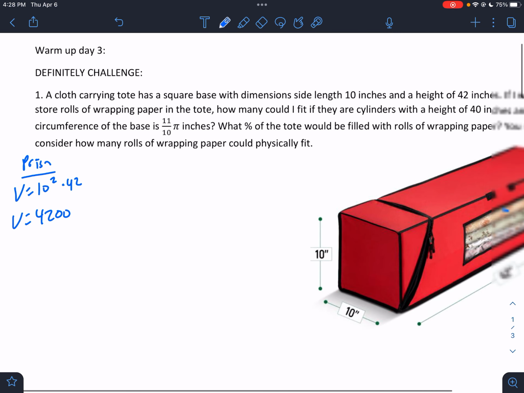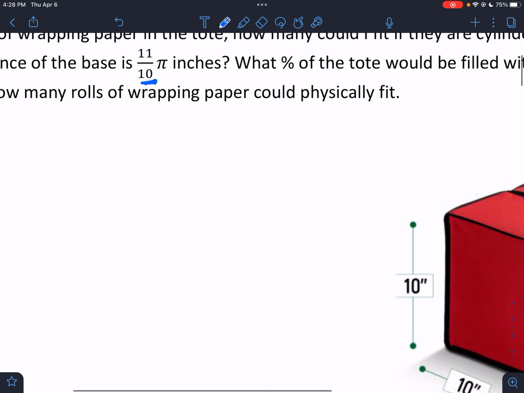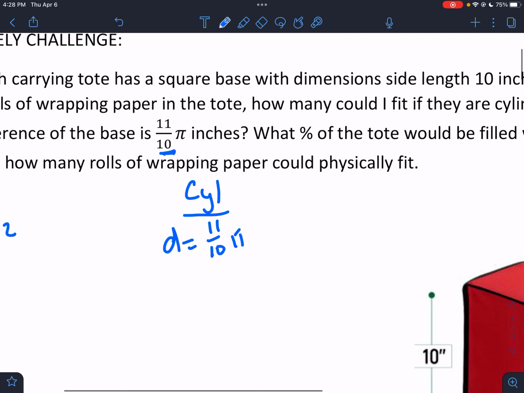Keep reading. We have these cylinder-shaped wrapping paper that we're going to put into the bag. The cylinders have a height of 40 inches and a circumference of 11 over 10. So if we're talking about the cylinders, we know that the circumference is 11 over 10. We've talked about this a lot, but this formula is diameter times pi. This coefficient is the diameter. That means that the radius is going to be 11 over 20.